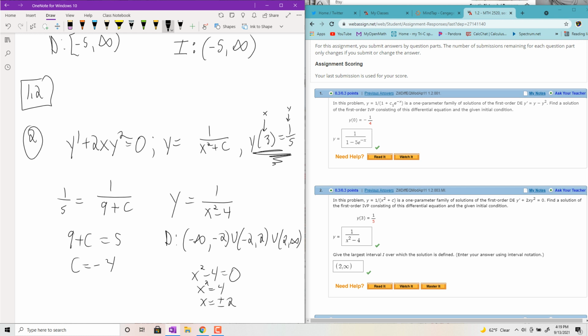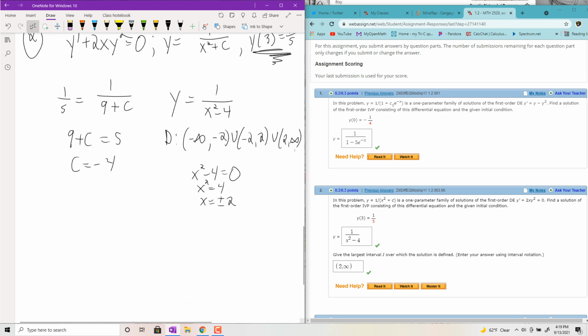For the interval of definition, if that's what they're asking for, which it seems like it is, you also need to make sure the derivative works in your particular interval. So let's rewrite this as x squared minus 4 to the -1. The derivative there would be negative x squared minus 4 to the -2 times 2x. And its domain is exactly the same as the previous function's.